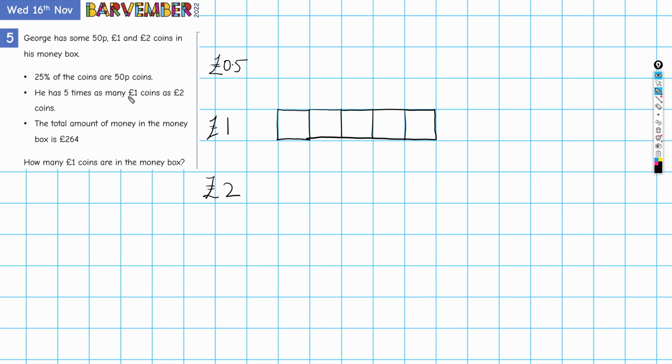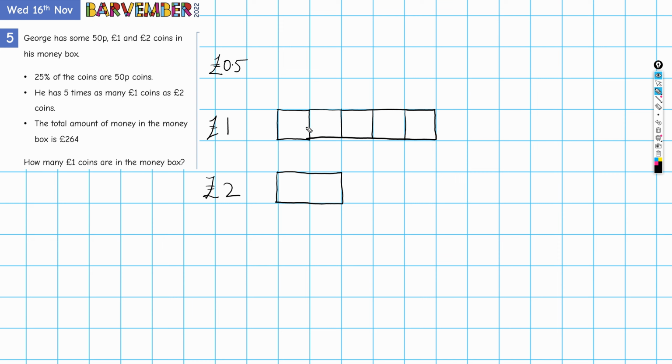So it says 5 times as many £1 coins as £2 coins, which means I'm going to have one £2 coin. However, I'm not going to draw it like this, just a single square. I am going to draw my £2 coin like this. So I'm representing the number of coins and the value of the coin in the same model. All right, so this is one £2 coin. And if I had two £2 coins, I would represent another one here and so on.